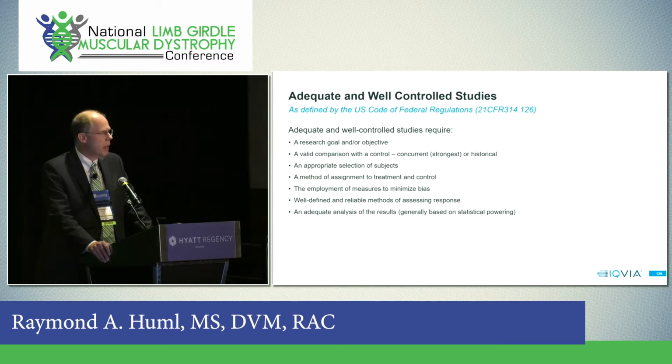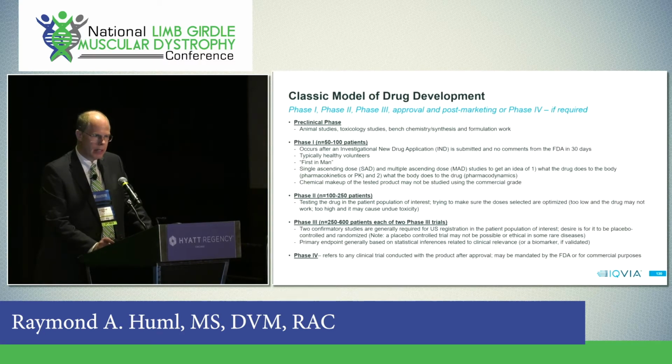So we were talking before about getting the right gene to the right patient at the right time. We talked before about different measures to minimize bias in that, so that's where statistics usually comes in. We need well-defined and reliable methods of assessing that response, and we need an adequate analysis of the results. Again, that usually comes back to statistical powering and things like that.